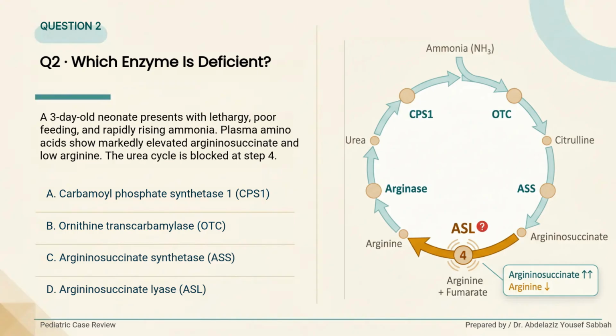Question 2. A 3-day-old neonate presents with lethargy, poor feeding, and rapidly rising ammonia. Plasma amino acids show markedly elevated argininosuccinate and low arginine. The urea cycle is blocked at step 4. Which enzyme is deficient? Option A, carbamoyl phosphate synthetase 1. Option B, ornithine transcarbamylase. Option C, argininosuccinate synthetase. Option D, argininosuccinate lyase. Consider which enzyme acts at the 4th step of the urea cycle.